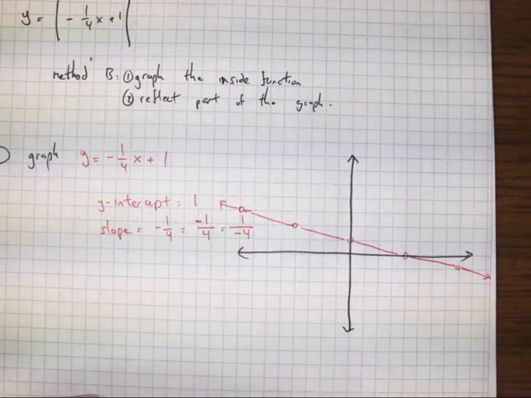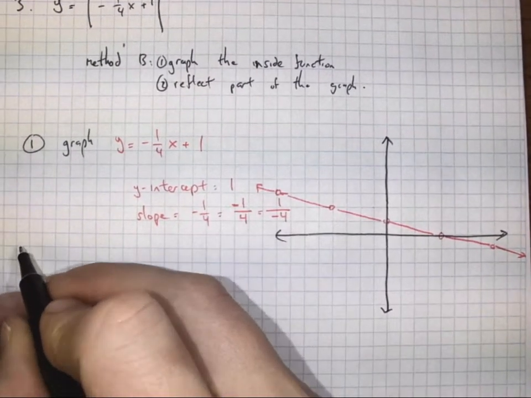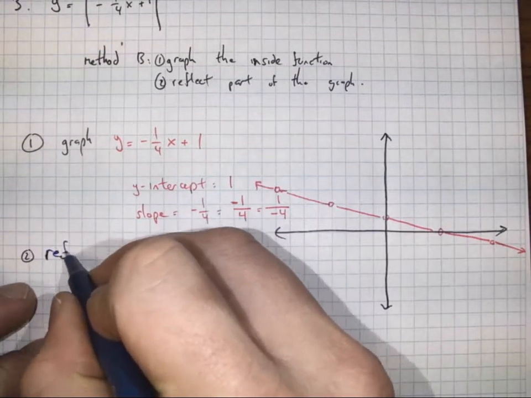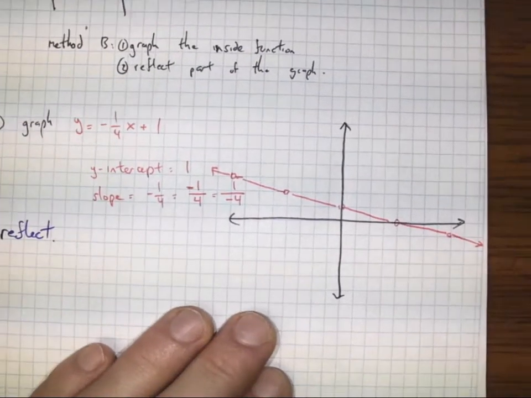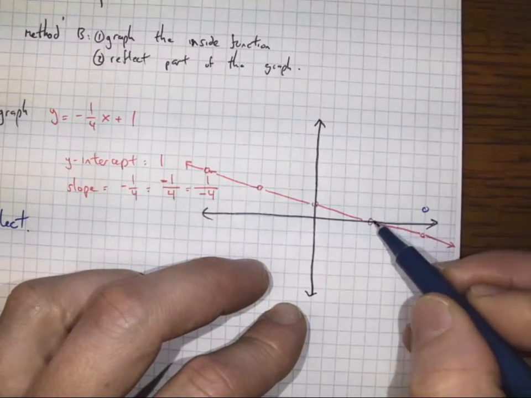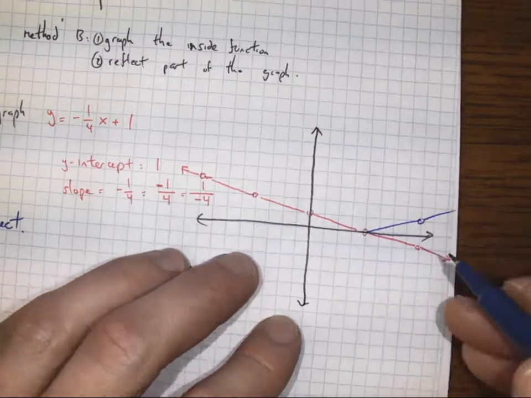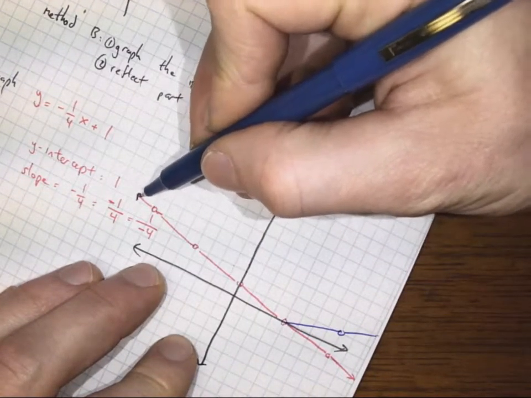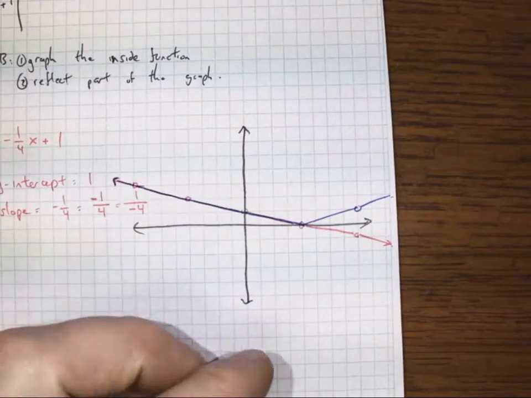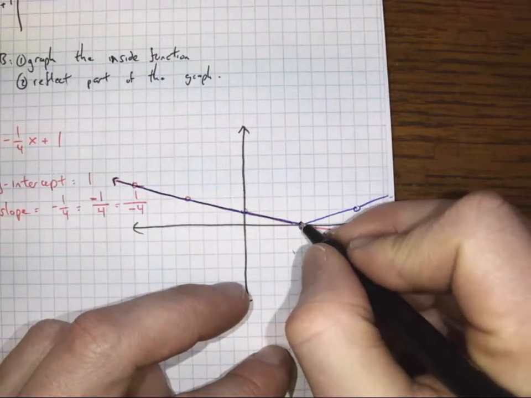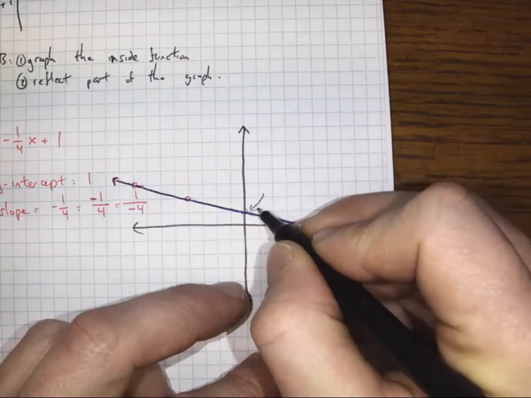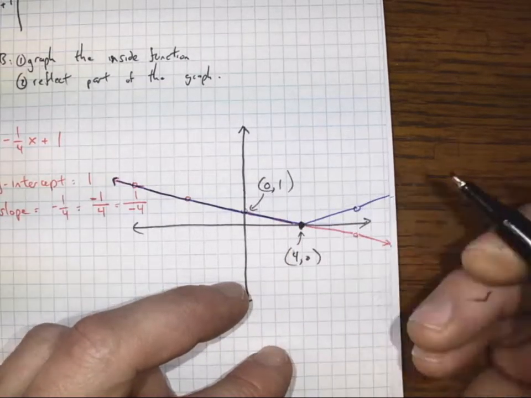All right. Now, part 2 is we're going to reflect. Oh, maybe we'll do that in blue. All right, so now we're going to take all these values and flip them up. And so it looks like something like that. All right, and I'm going to label my x-intercept as 4, 0, and my y-intercept as 0, 1.